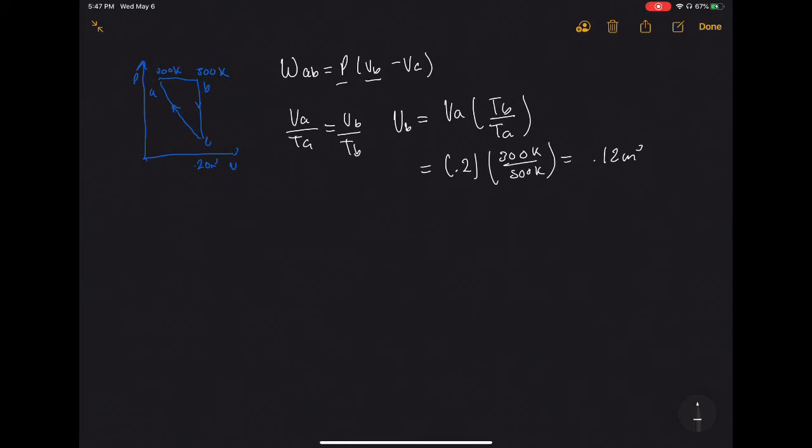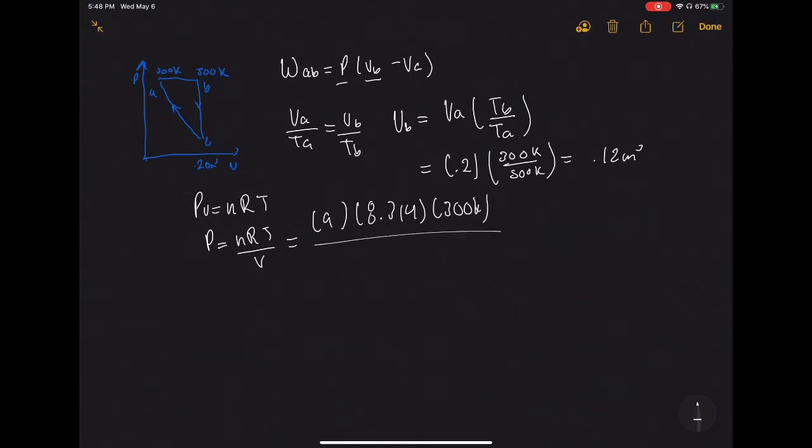Now I'm going to use the ideal gas formula, which is PV equals nRT. Then we have to solve for P, so P equals nRT over V. So now I'm just going to plug the numbers that we know: 9 moles times 8.314, that is a constant, times 300 Kelvin over the 0.12 we just got, and that's going to give us 1.87 times 10 to the 5 Pa.